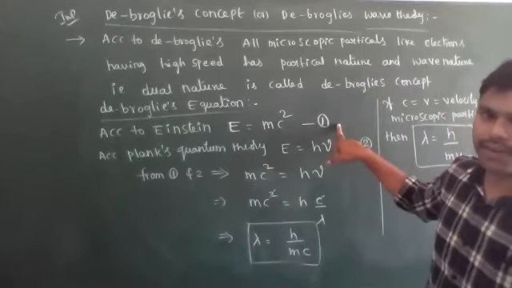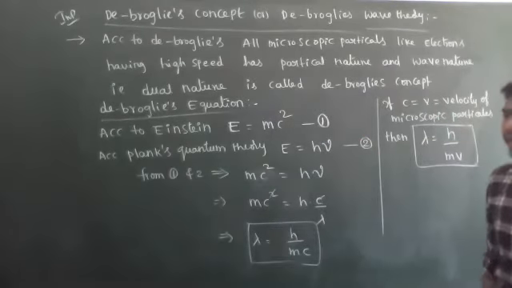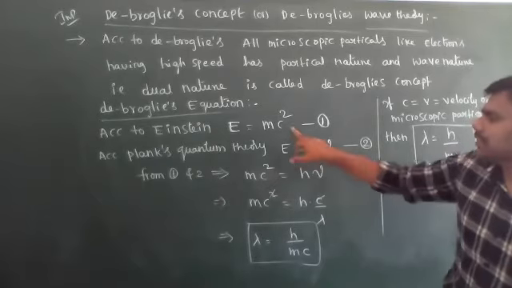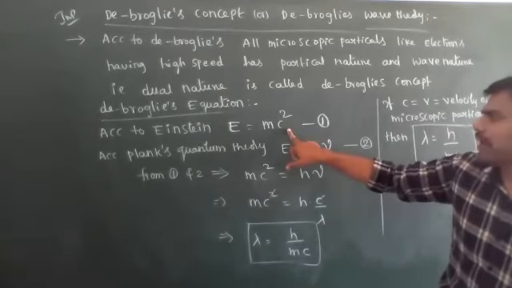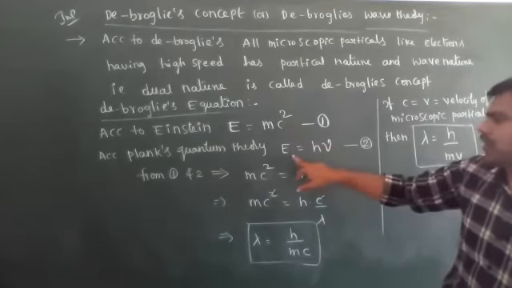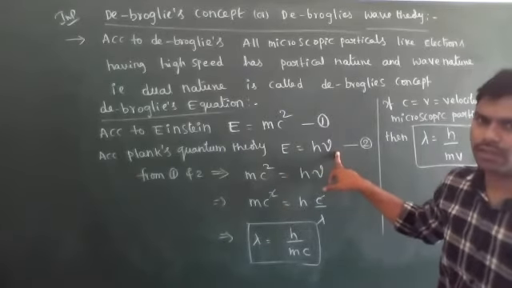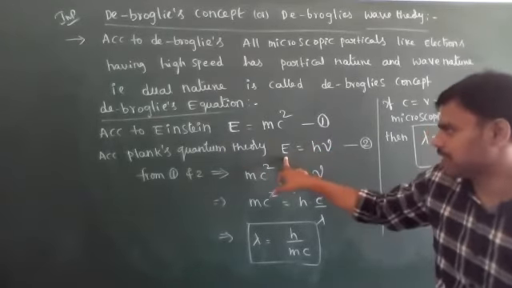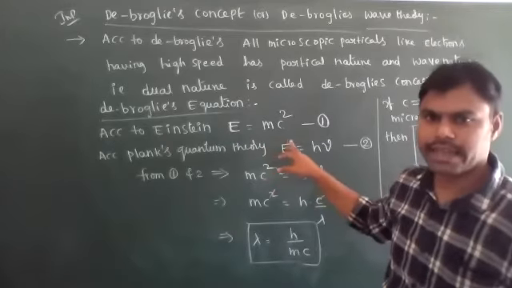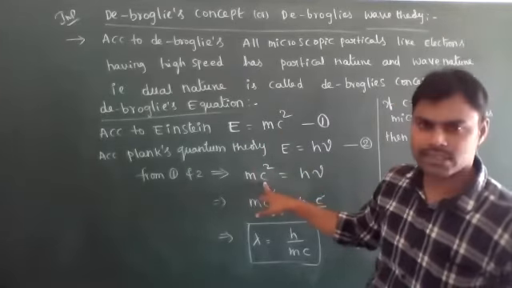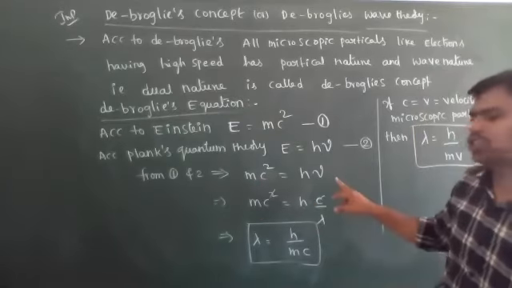I use two equations: E is equal to mc square and E is equal to h nu. E is equal to mc square, mass into velocity of light whole square. According to Max Planck's quantum theory, the energy is equal to h nu. Here the LHS is the same energy, so we need to equalize the RHS. Therefore, from equations 1 and 2, mc square is equal to h nu.